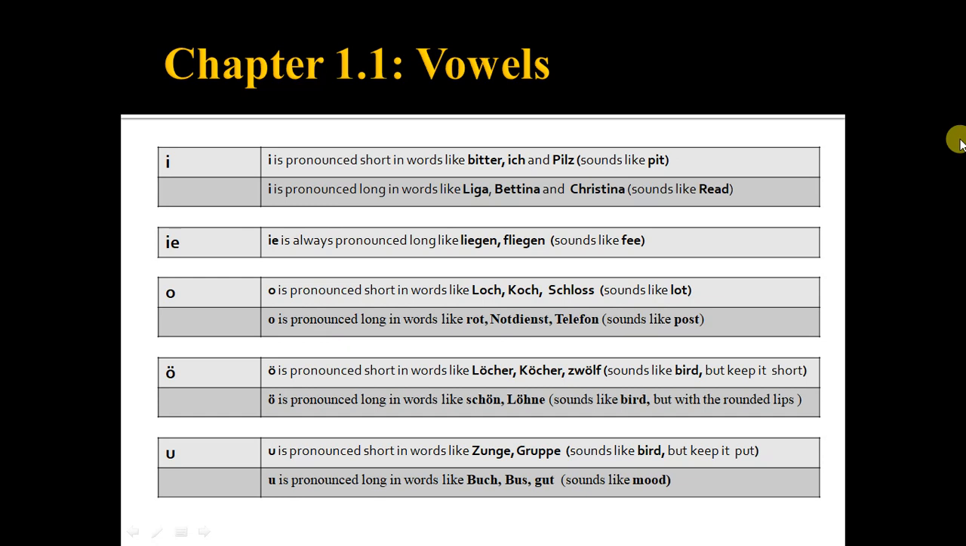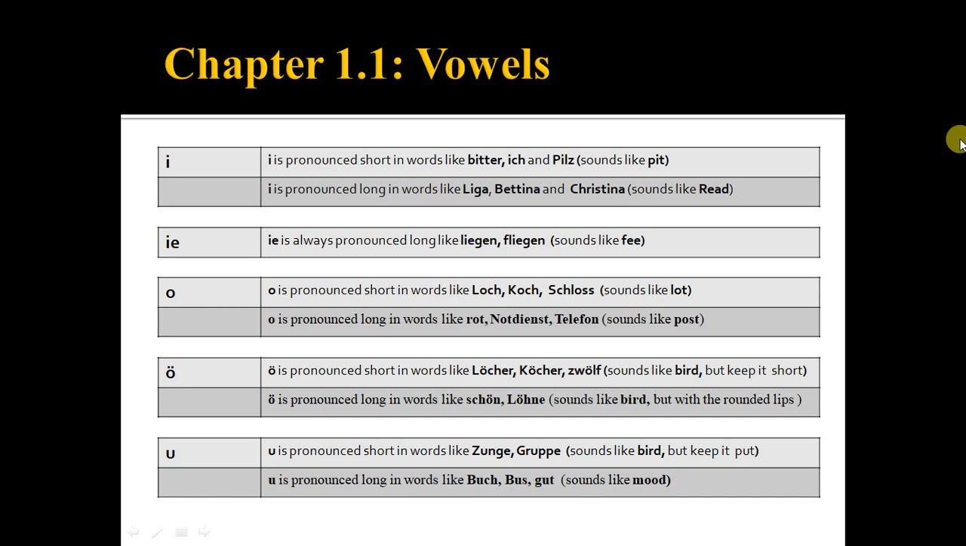Okay, the next vowel is O. Two consonants make it shorter. We apply this principle every time: Lock, Bock, Schloss, as in lot. One consonant after it makes it longer: Rot, Notdienst. Now you will ask me, we have two consonants in this word, but let me tell you, this particular noun, Notdienst, is a combination of two different nouns. Dienst is one, Not is one. So we have combined it. It's going to be elaborated in coming levels. Okay, so Not, Telefon, sounds like Post.